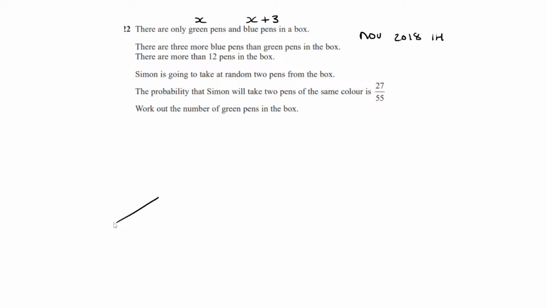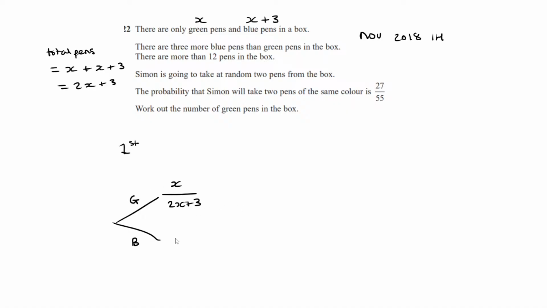So now my tree. For his first pen, it's either green or blue. In terms of probability, the probability of picking green would be X over the total. The total pens in terms of X is the green plus the blue, which is 2x plus 3, isn't it? So my denominator would be 2x plus 3, out of all of the pens. And then for blue, it's x plus 3 at the top, 2x plus 3 at the bottom. That's the first one, so that's fairly straightforward.